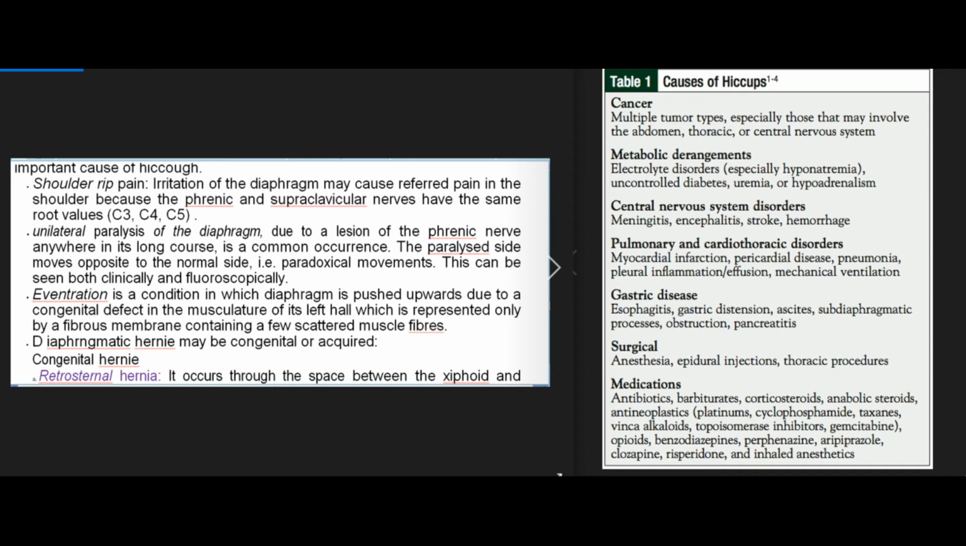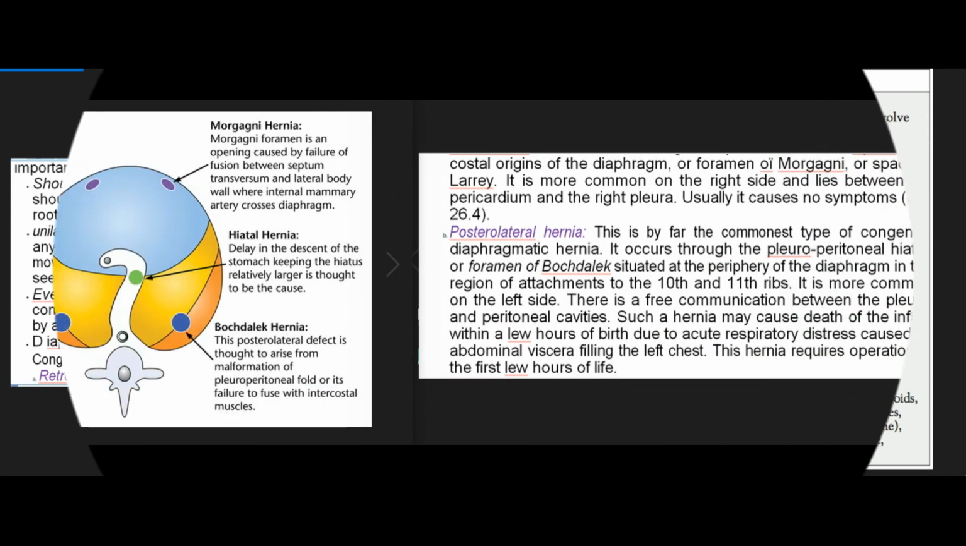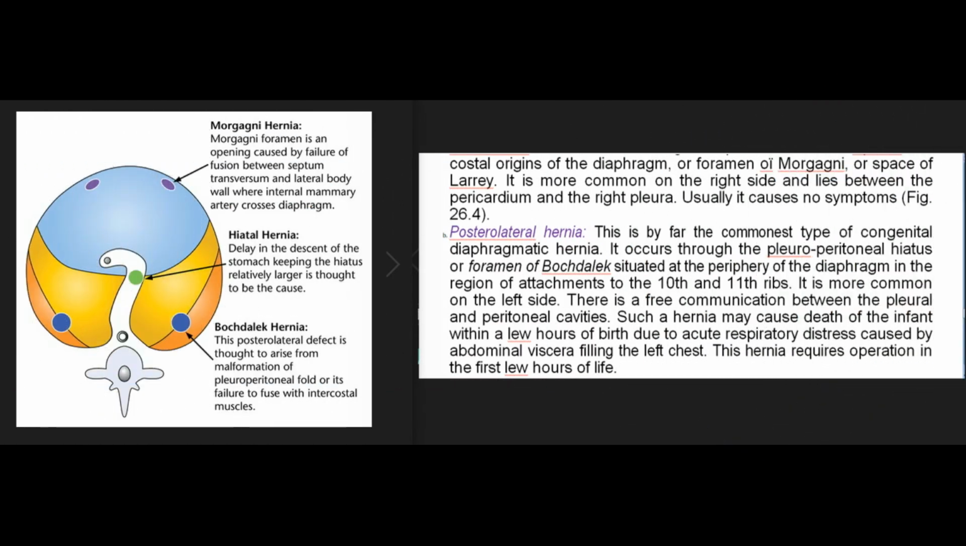Diaphragmatic hernia may be congenital or acquired. Congenital hernia: A. Retrosternal hernia. It occurs through the space between the xiphoid and costal origins of the diaphragm, or foramen of Morgagni, or space of Larrey. It is more common on the right side and lies between the pericardium and the right pleura. Usually it causes no symptoms, Fig 26.4.